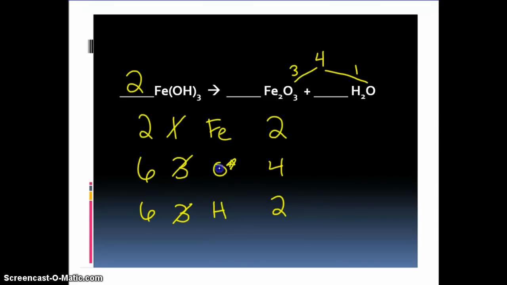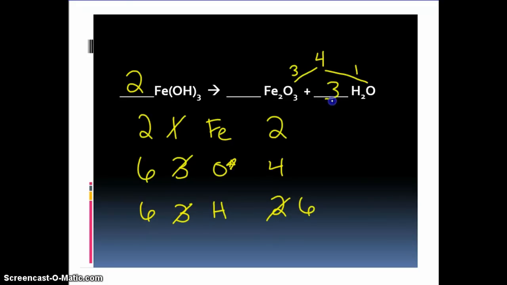Okay, so now we have to go over here. Our Fe's are good. O is not right, but he is never weird, so we're going to save him for last. And then we've got our H's. We need 6, and we only have 2. So we're going to have to multiply by 3. So now we have 3 times 2, 6 H's.